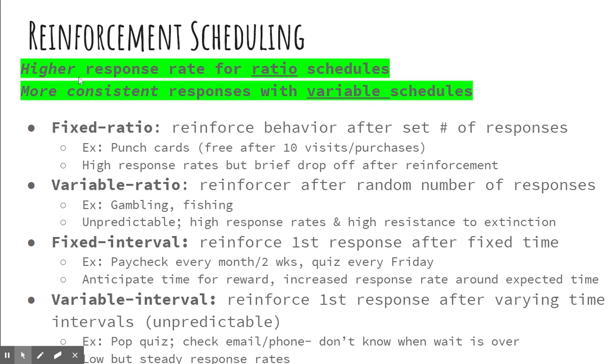So basically the big idea is that you get a higher response rate when you're on ratio schedules. Okay, so you're going to get a lot more responses on these because it's based on how many times you do something and not based on time.